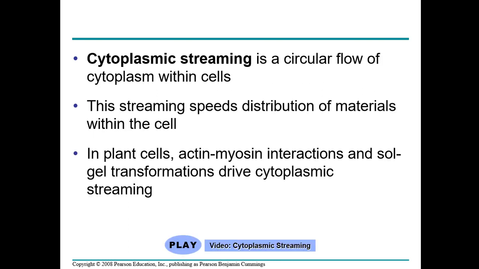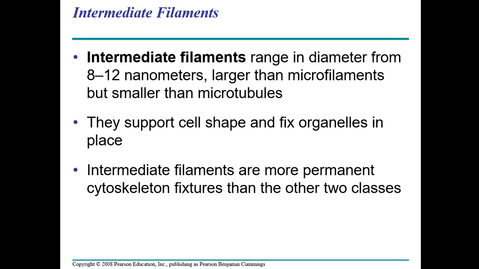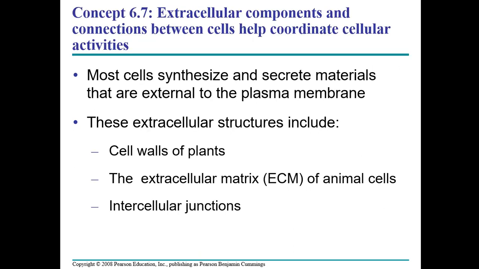Cytoplasmic streaming is a circular flow of cytoplasm within cells. So, meron tayong, in a cytoplasm, we have this term as cytoplasmic streaming. Ang cytoplasmic streaming, it speeds up the distribution of materials within the cell. In plant cell, actin-myosin interactions and sol-gel transformation drive cytoplasmic streaming. Okay, so ito na yung function ng intermediate filaments.